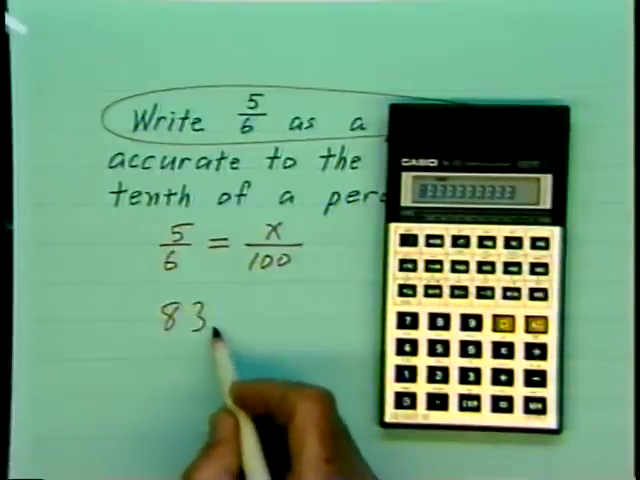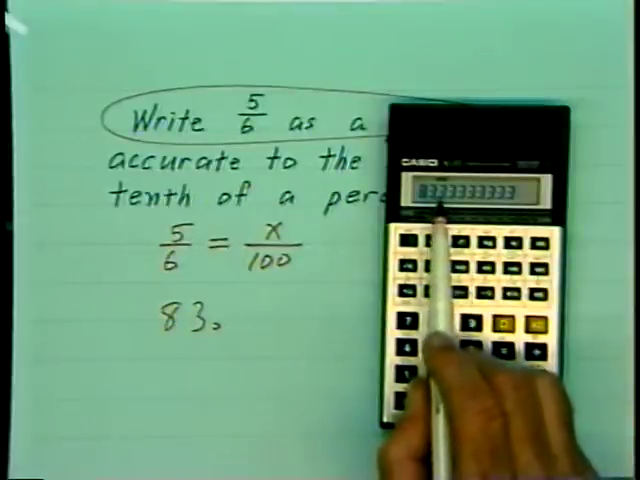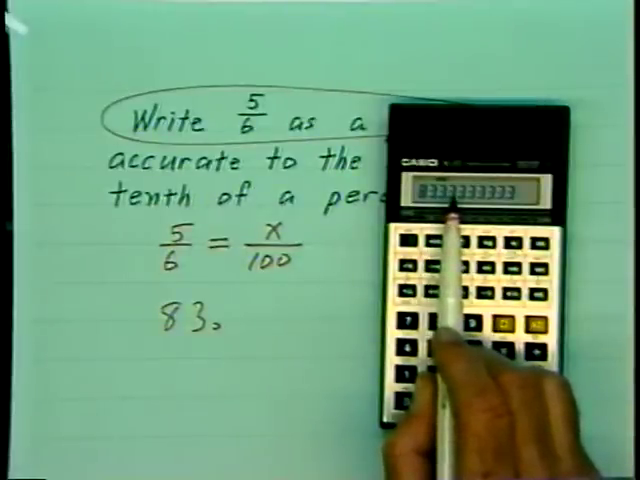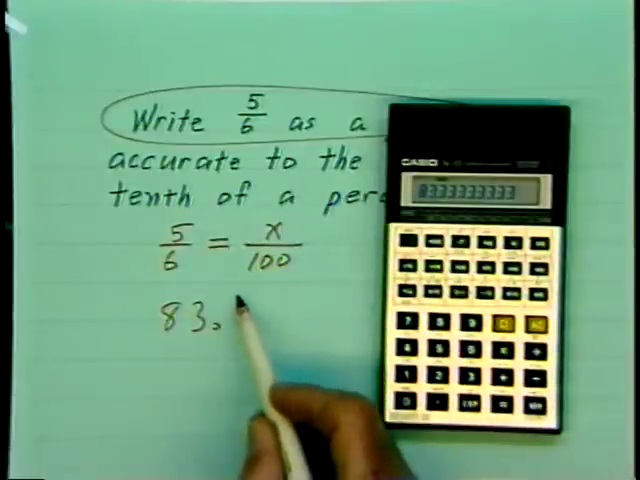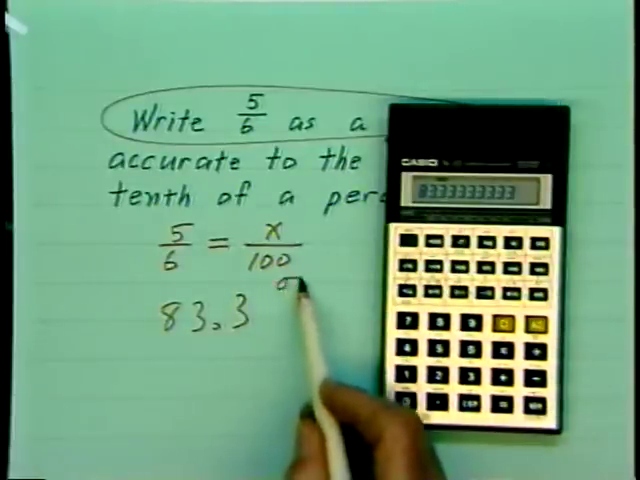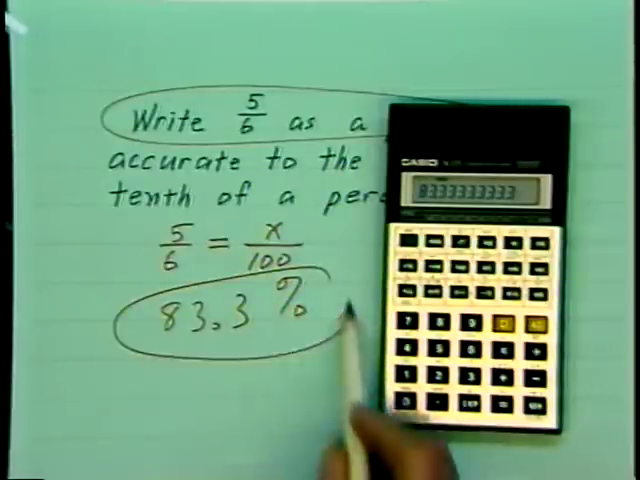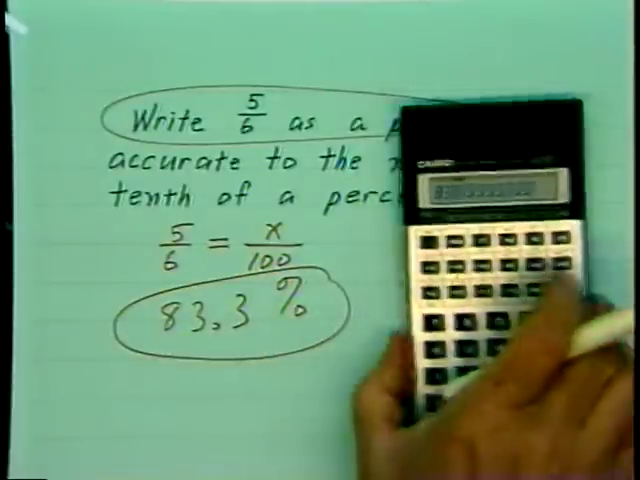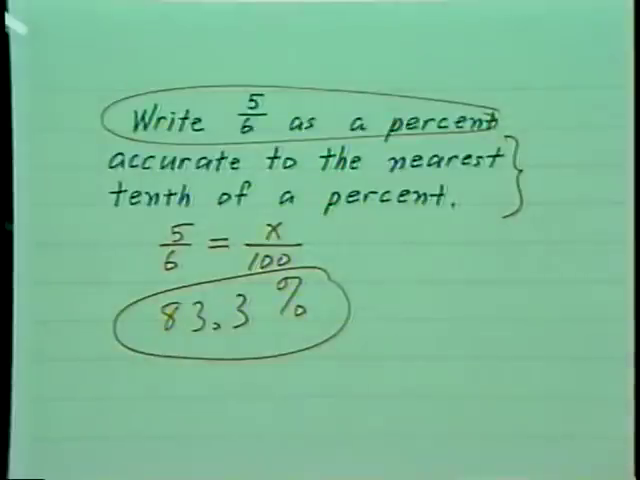So we'd say 83 point, and there's 0.33, so the digit just to the right of the tenth is less than 5, so I round down, so this is 3, and it's already a percent, so I simply stick on the percent sign to indicate this. Easy? I hope so.